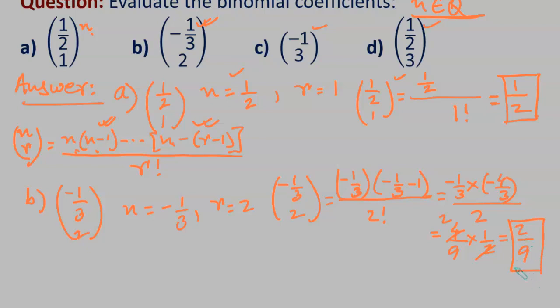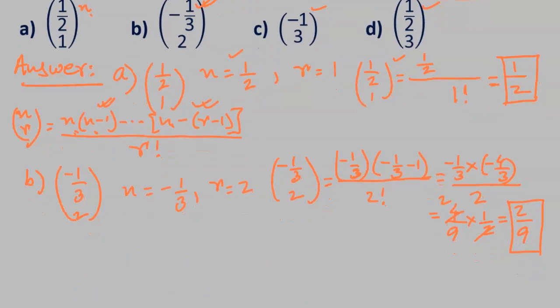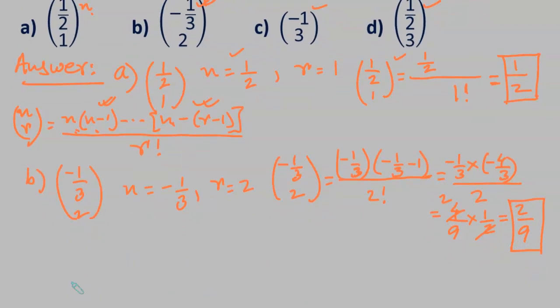Okay. Coming to subpart C. Negative 1, this time n is a negative integer. R is equal to 3. So n is equal to negative 1, R is equal to 3. What is negative 1 C3 equal to?